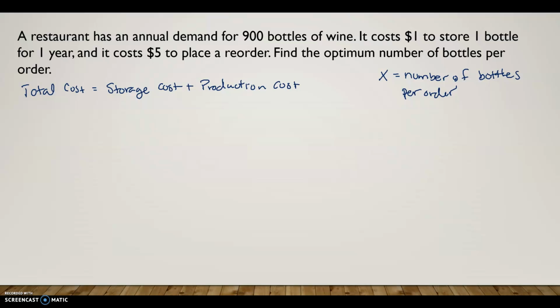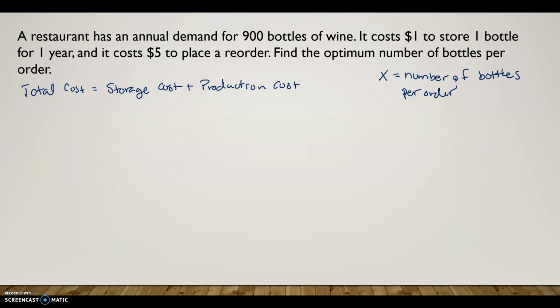Okay, so first we're going to start with, in general, when we're doing our business, we're usually trying to minimize our costs. And so our total cost equation is storage costs plus production costs. Okay, and then if we read the problem, a restaurant has an annual demand for 900 bottles of wine. It costs $1 to store one bottle for 1 year, and it costs $5 to place a reorder. Find the optimum number of bottles per order to minimize the cost, right? So our X variable, we're going to choose the number of bottles per order, right? Number of bottles of wine.